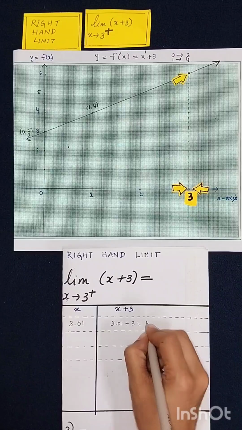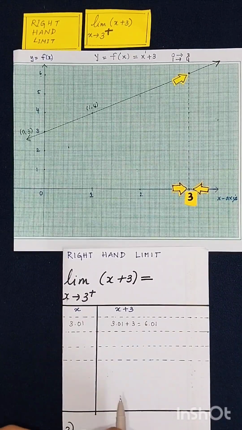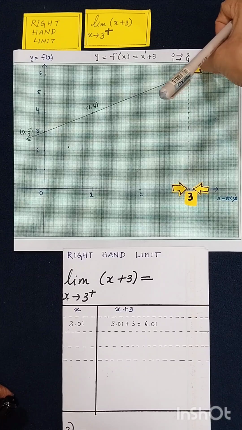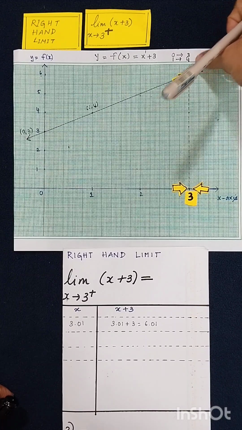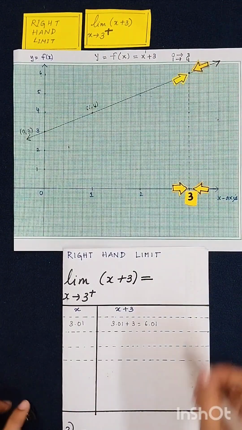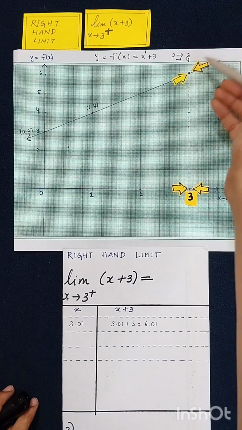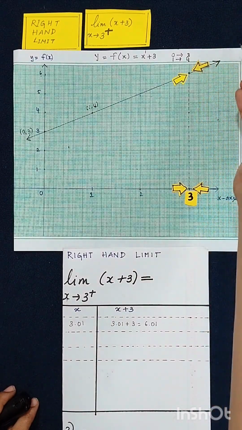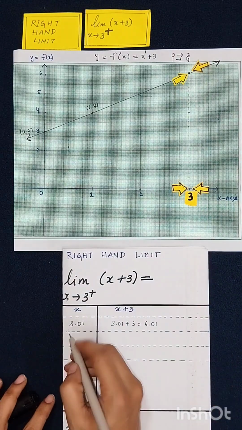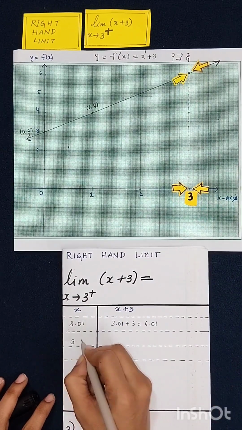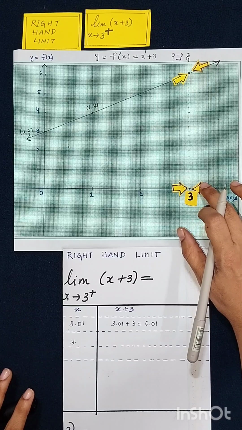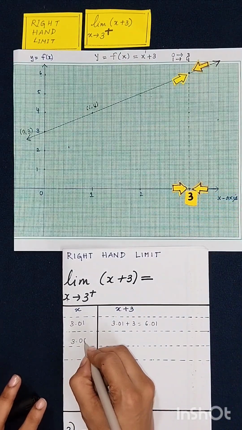3.01 plus 3, which is 6.01. So this value has to be above 6, right? The values are above 6. So it will approach 6. If you approach from the right side, the graph is falling downwards. Now let us give another value which is even closer to 3 than 3.01. So it will be 3.001.